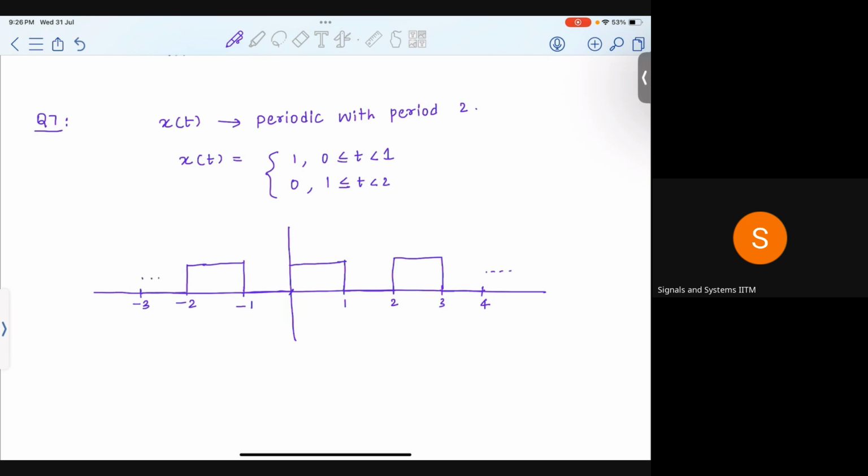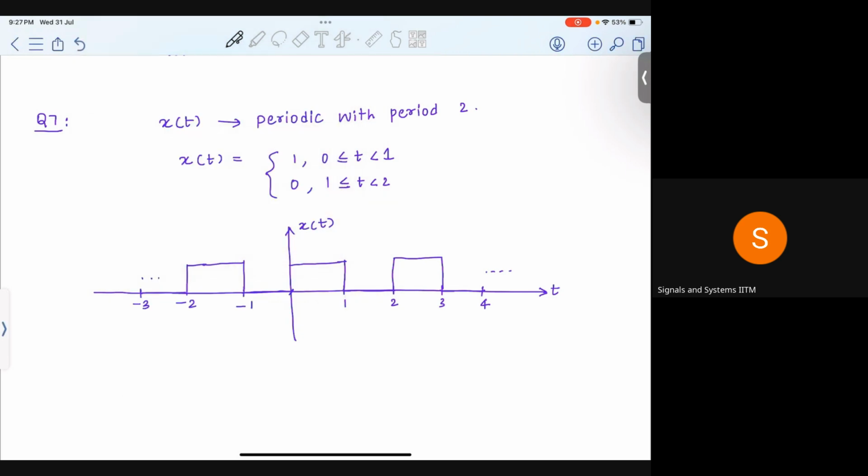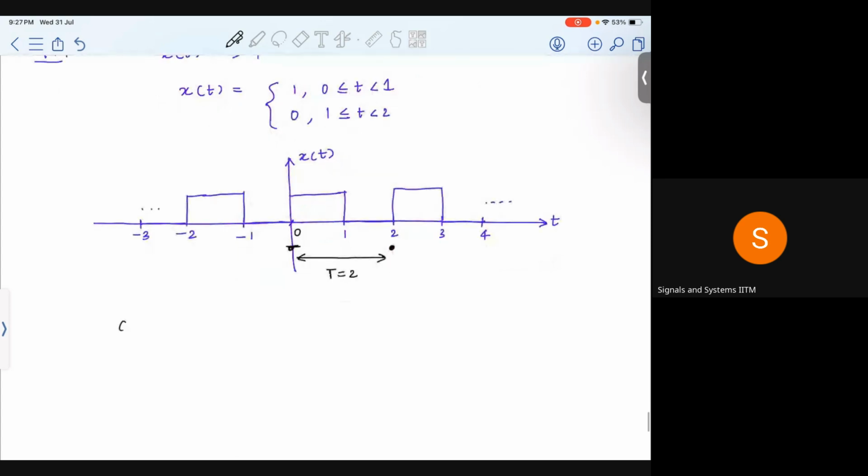Yeah, this is what we mean by x of t being a periodic signal with period 2, and it is defined in one particular period from 0 to t, as given. Now the question is to find a0. What is a0?